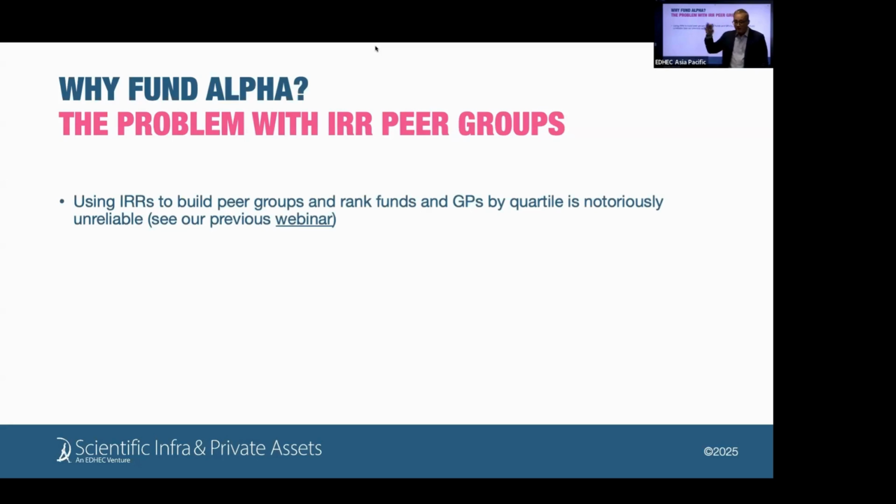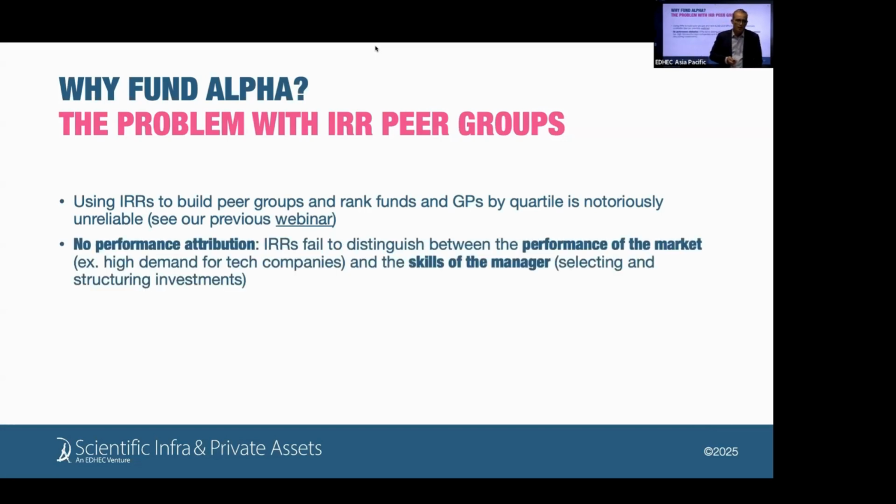And we're not going to redo the entire webinar that we did last month on how peer groups of IRRs are fundamentally unreliable. In fact, this is fairly well known. The fact is that when you use peer groups of IRRs, first, there's a fundamental, conceptual problem, which is that you're not looking at performance attribution. So you can't tell the difference between the performance of the market and the performance of the manager. And so you can't really tell why the IRR is what it is.